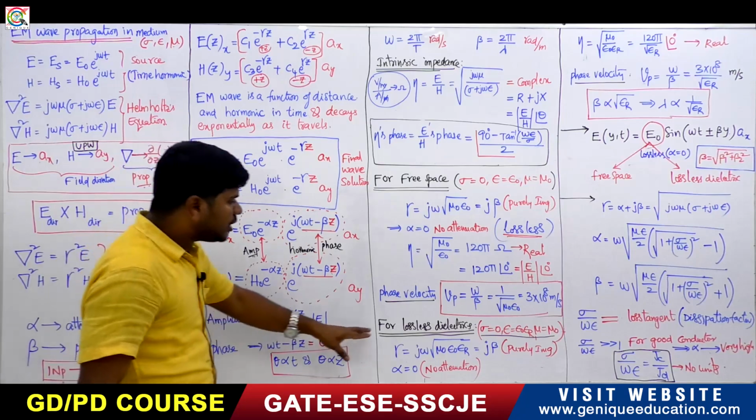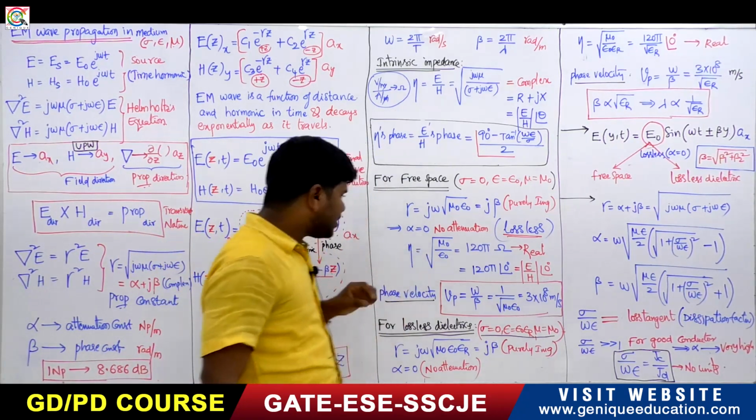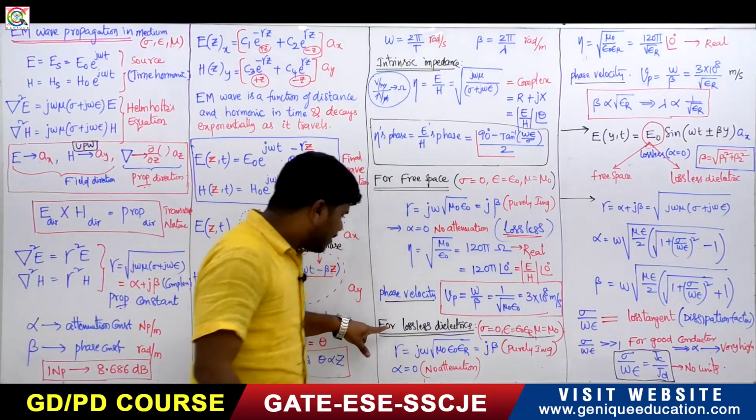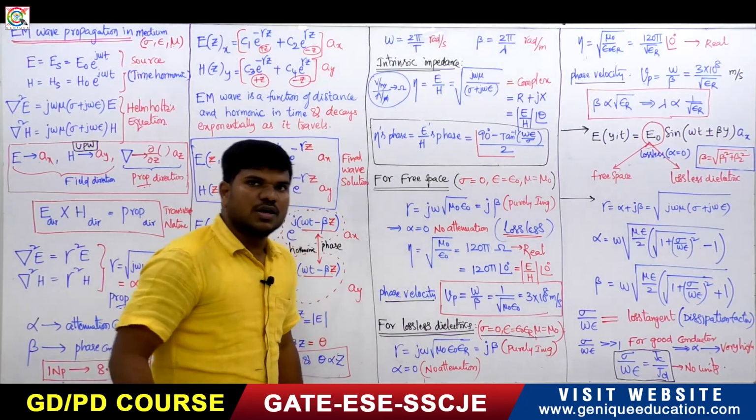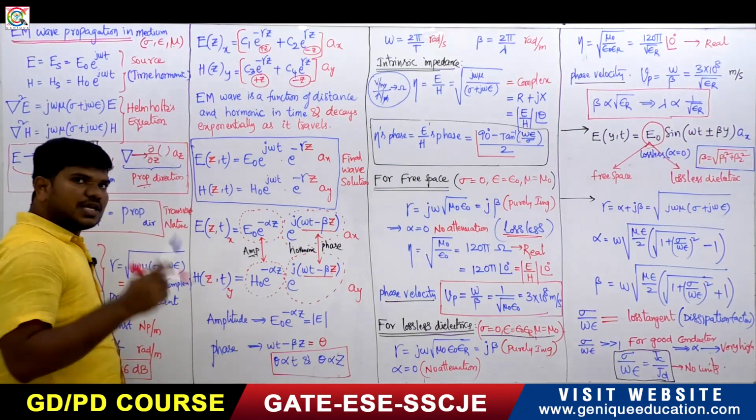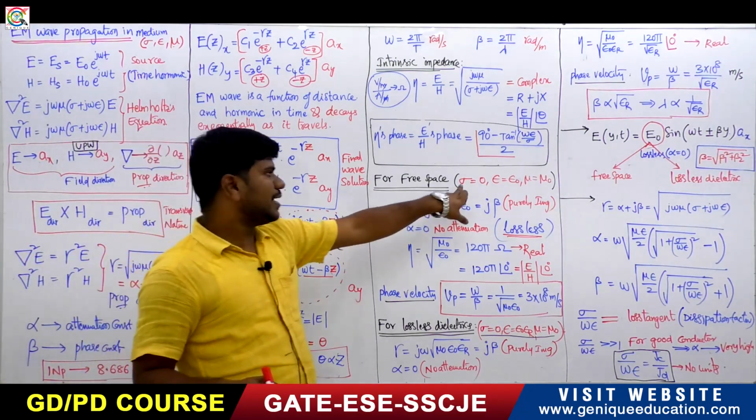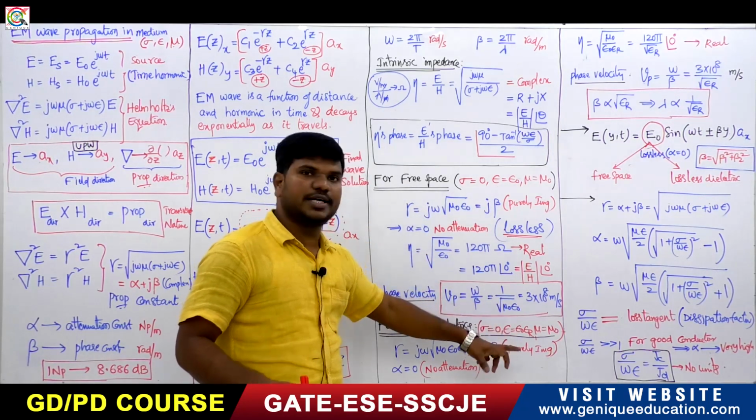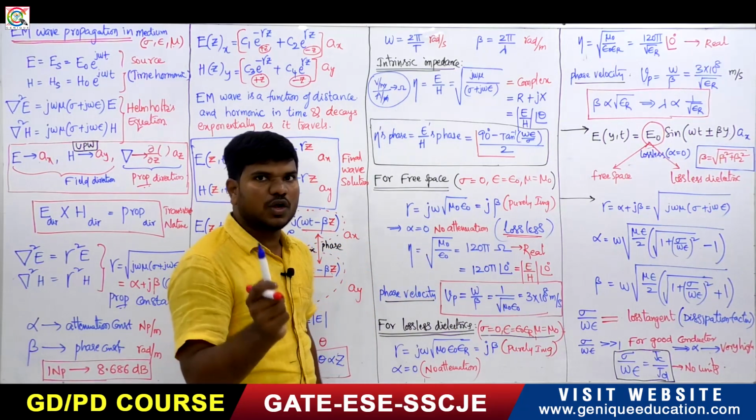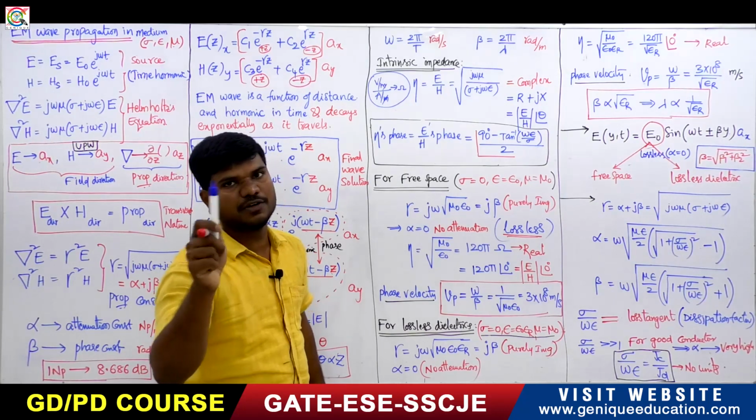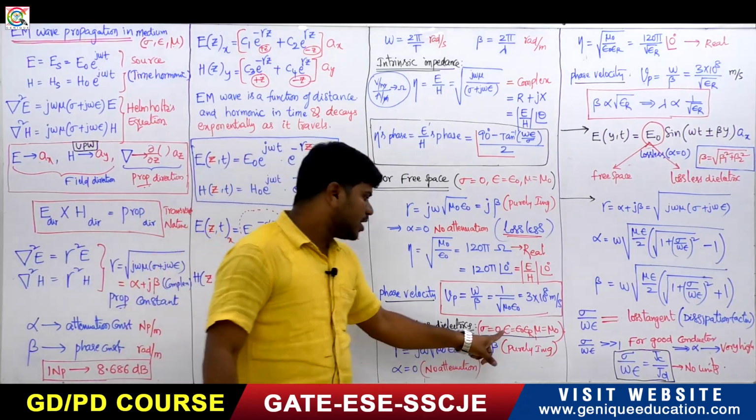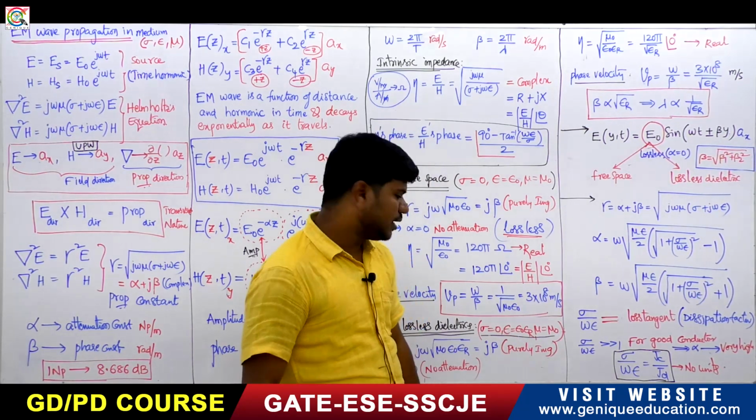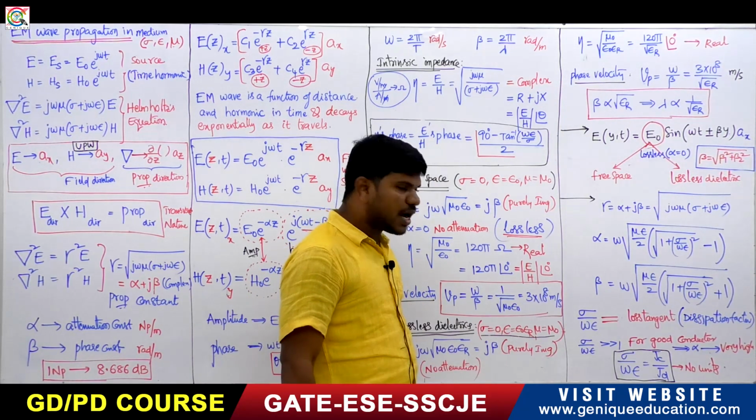Now if you come to the next medium, what is the next medium? The lossless dielectric. What is a lossless dielectric? Lossless dielectric means there also you will get sigma equal to 0. It is also called a perfect dielectric. For a perfect dielectric the epsilon value will be greater than epsilon naught, right? So here epsilon is equal to epsilon naught into epsilon r.